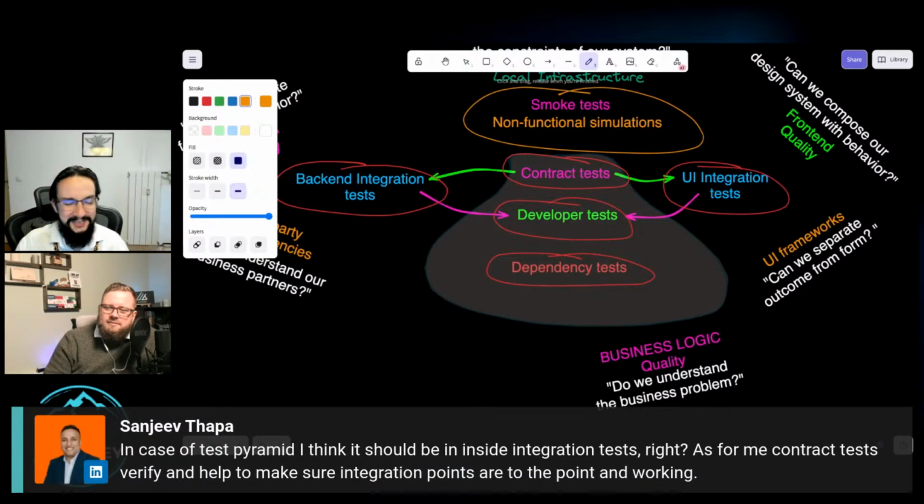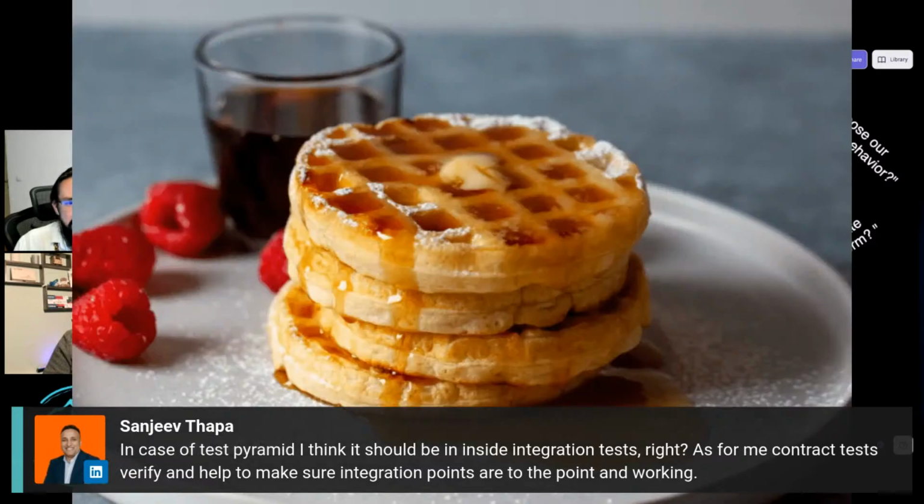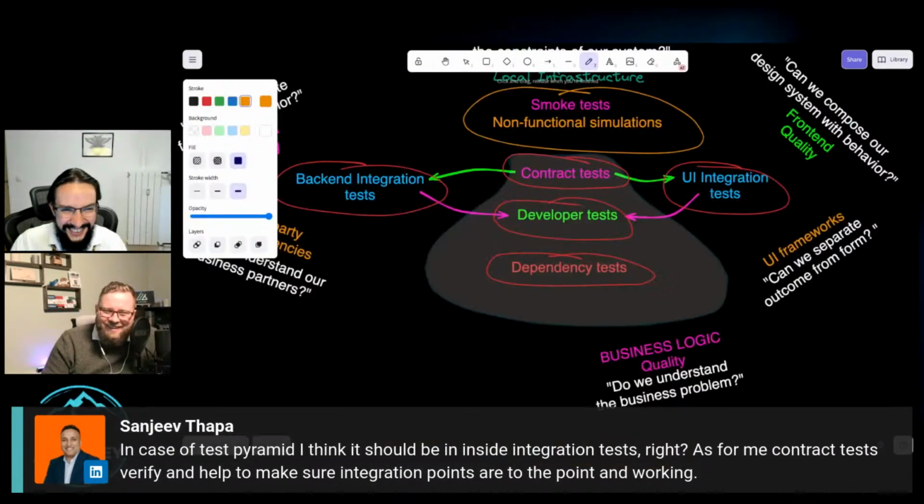Sanjeev says, in case of test pyramid, I think it should be an inside integration test, right? Now he's wishing that I never joined the stream. So the stream is about test pyramid now. No. Okay, let's read it again properly. Sorry. In case of a test pyramid, I think it should... The stream is about waffles. Okay. I think it should be inside integration tests, right?